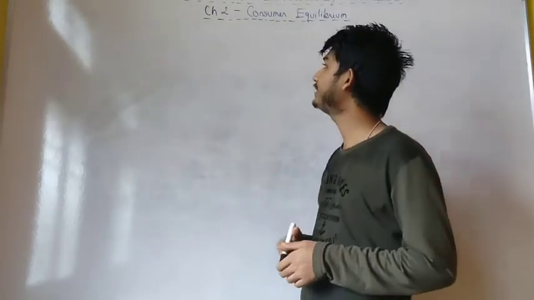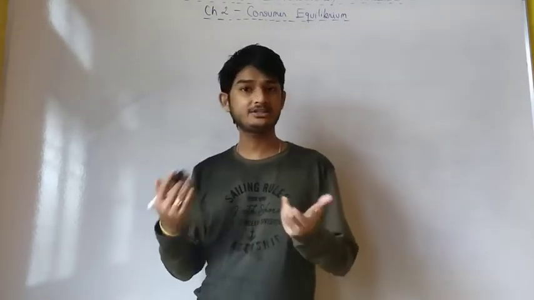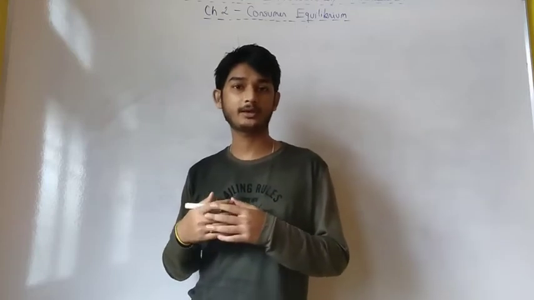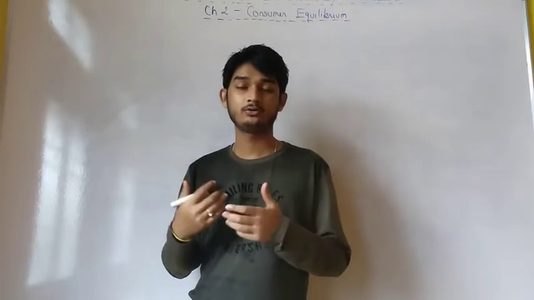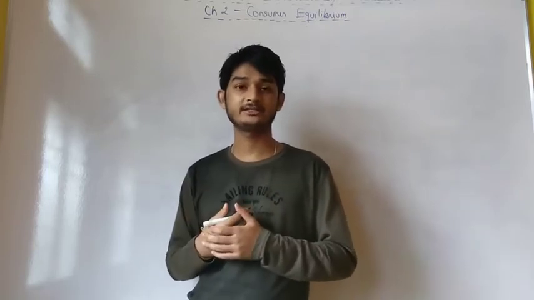In our last class we started our second chapter from the second year syllabus, which is consumer equilibrium, and in this chapter we will basically talk about how the consumer attains his equilibrium. That means how he maximizes his utility.